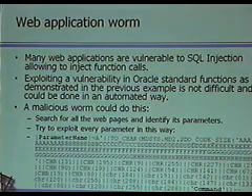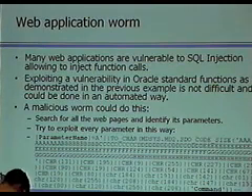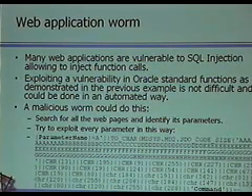Using this kind of vulnerabilities, a web application worm could be created that could be very dangerous to web applications. Because there are many web applications that are vulnerable to SQL injection attacks, and exploiting vulnerabilities in Oracle standard functions, the worm can propagate. For example, the worm can search for a web page and try to exploit all the parameters.